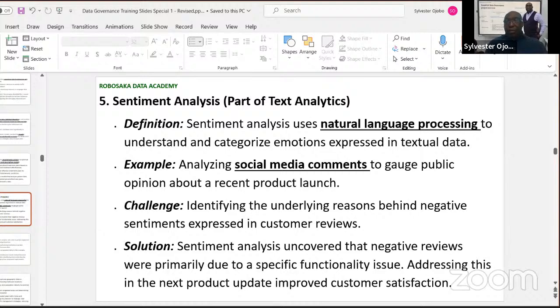You have to look at the root cause, the underlying reason why such a person makes such an expression in social media. So that could be a challenge, and the solution to it is what? Uncover that negative reviews were primarily due to specific functionality issues. So you have to address this with the customer, to have customer insight, to improve customer insight into reality. That's good, right?